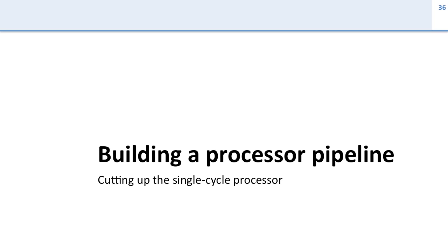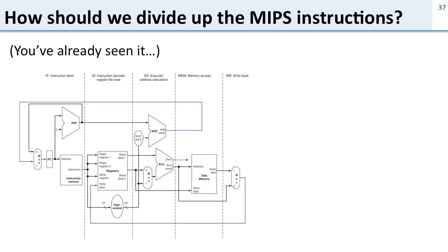So now we're going to talk about how to build a processor pipeline. That is, how do we cut up our single cycle design into making a pipeline MIPS processor. So how should we divide it up? Well, you've already seen this. So we're going to have 5 stages, shown here.